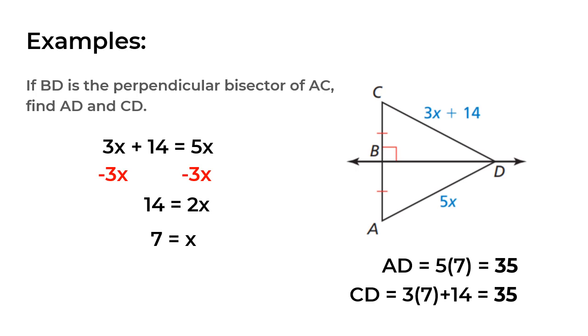So these are the perpendicular bisectors. And again, you're creating two congruent triangles that are mirror images of each other. That's one good way to look at this.